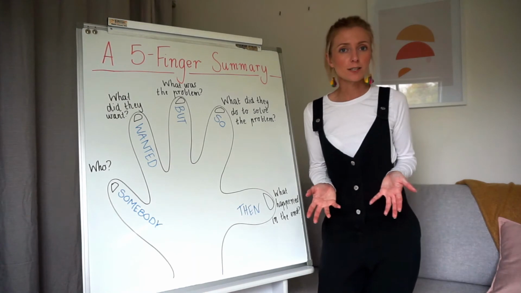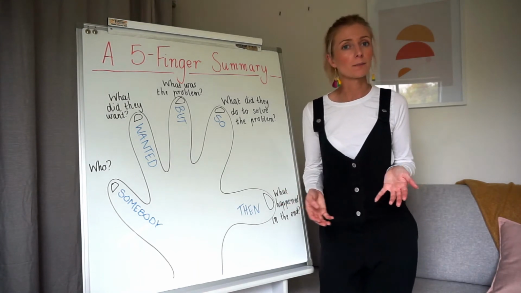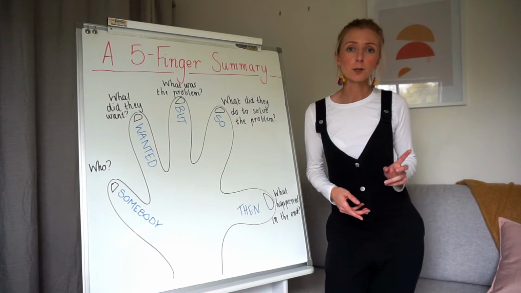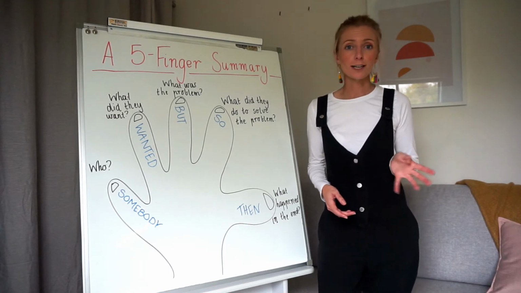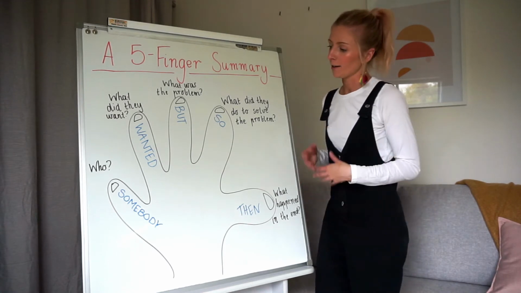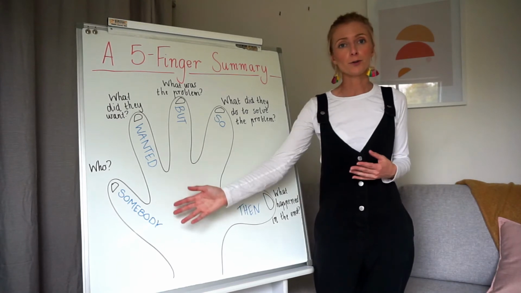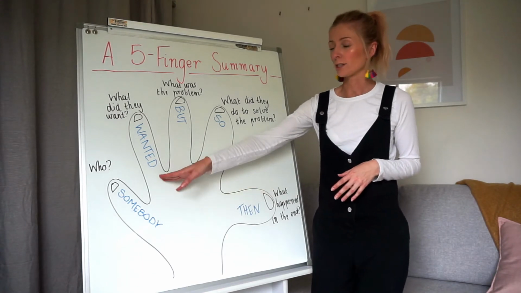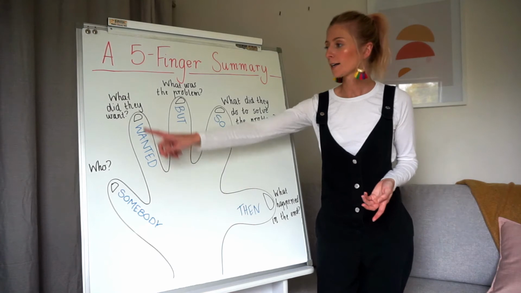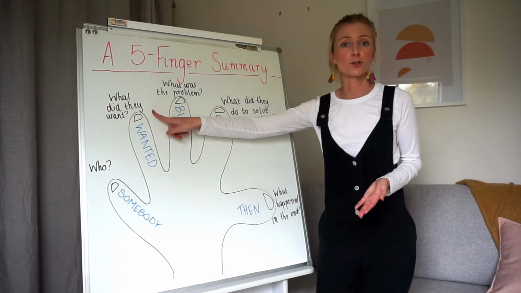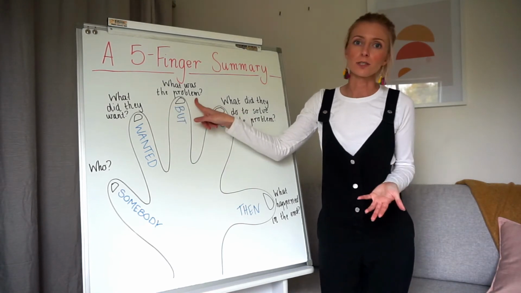I'm going to demonstrate this skill with one of my favourite texts, Pumpkin Soup by Helen Cooper. The video link will be above now, so go and watch that if you aren't familiar with the text. Now, in Pumpkin Soup, the who is duck. Duck wanted. What did duck want? Duck wanted to stir the soup. But what was the problem?